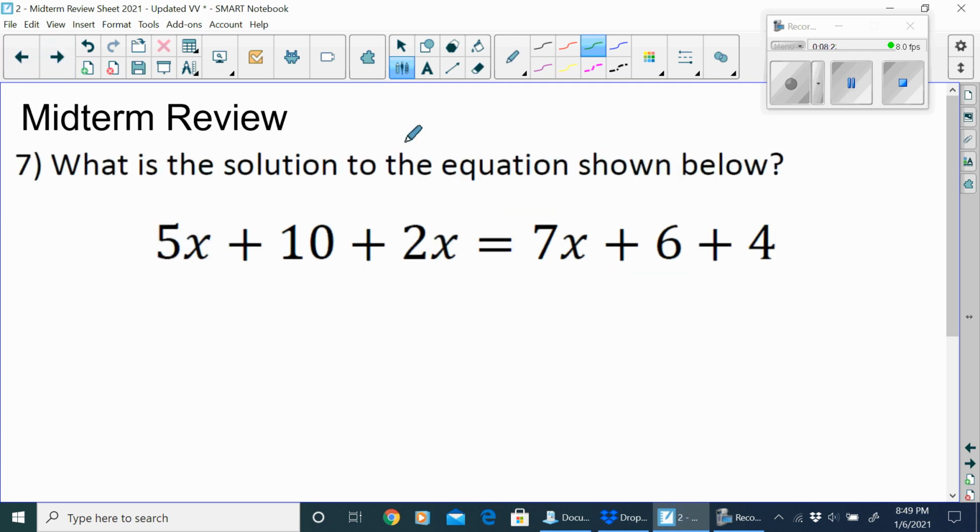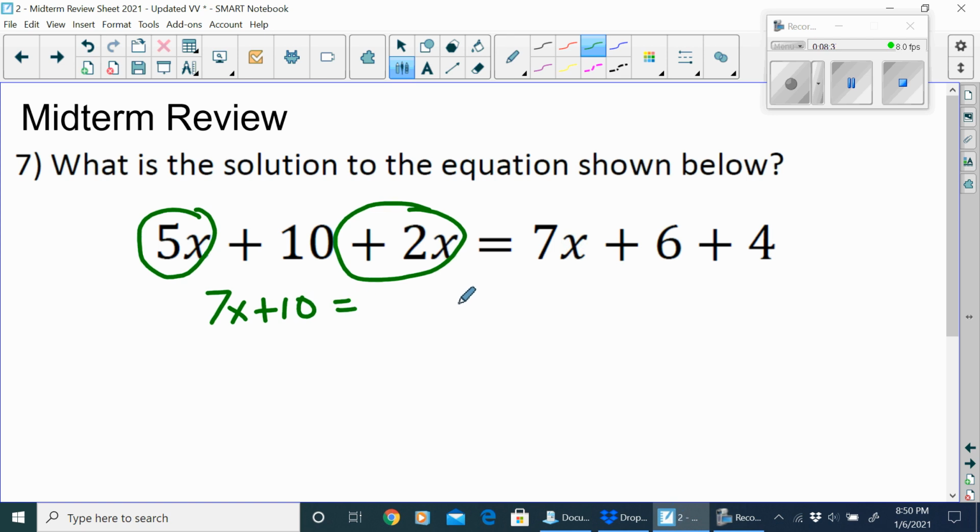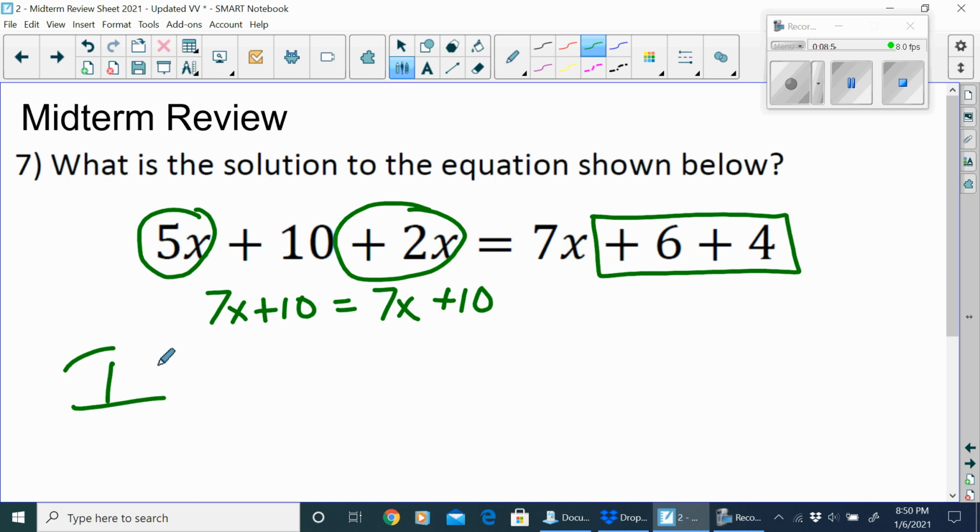What is the solution to the equation below? Well, there's no distributive property, which is usually our first step. So now I'm going to combine like terms, the 5x and the plus 2x. That would give you 7x plus 10. On this side, there is no other variable. There's the 7x, I'm bringing it down. But I can combine the constants. A constant is a number without a variable. 6 plus 4 is 10. Exactly alike. So we know it is infinitely many solutions.